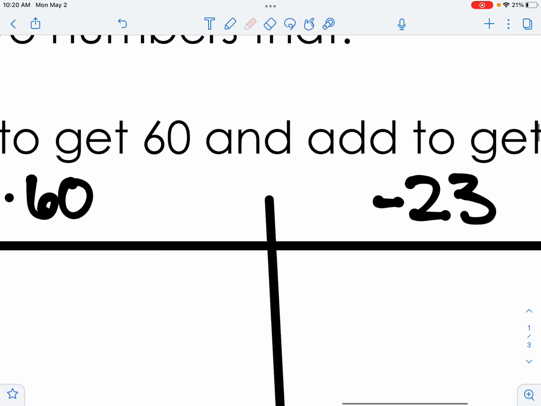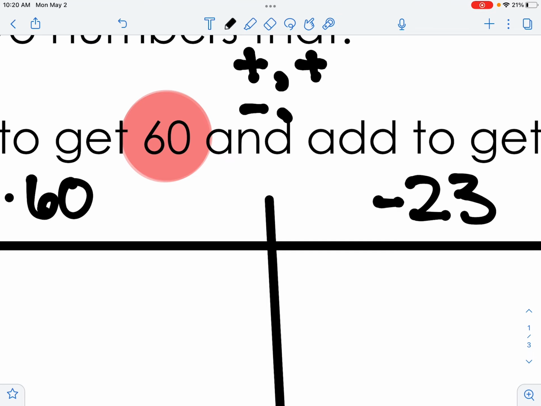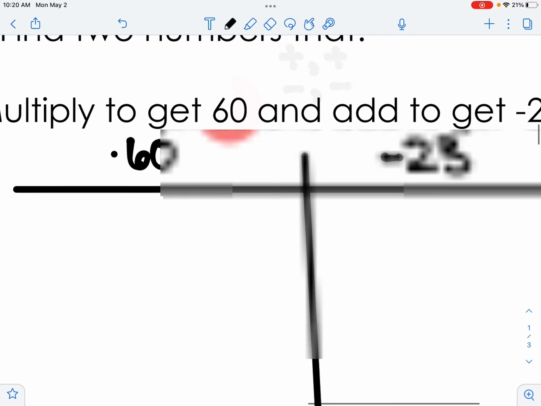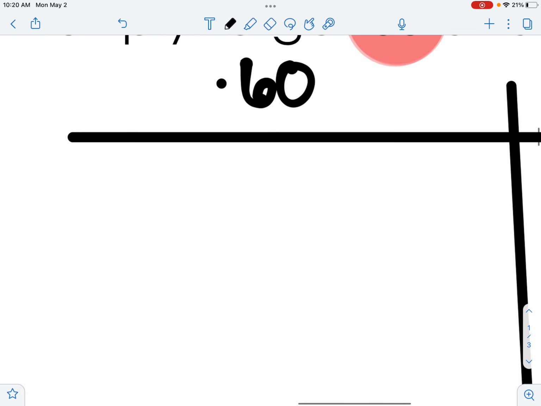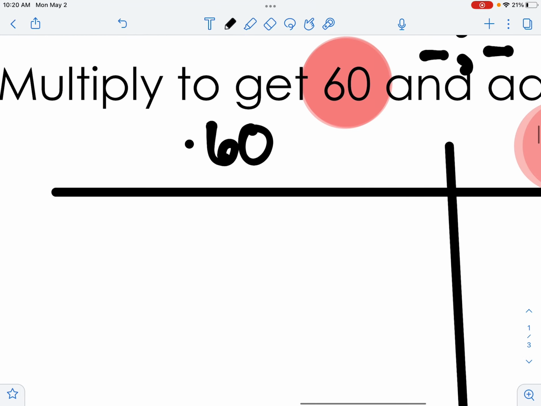To get a positive number when you multiply them together, you could either have two positive numbers or you could have two negative numbers. And I know that if they're adding to get a negative 23, that means that both of them have to be negative, okay? So one more time, I'm going to start by writing down positive numbers that multiply to get 60, and then I'm going to adjust their signs.